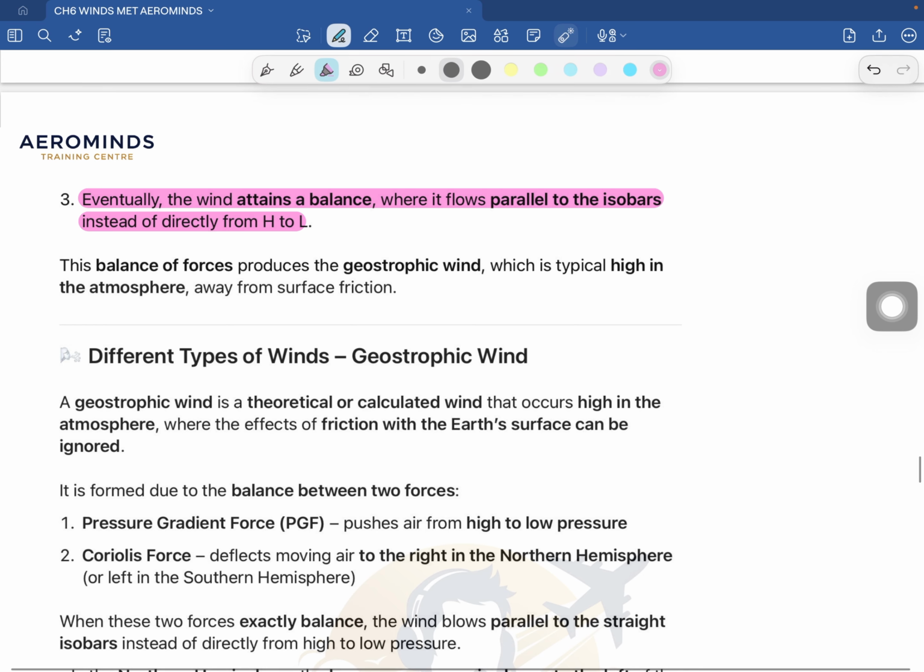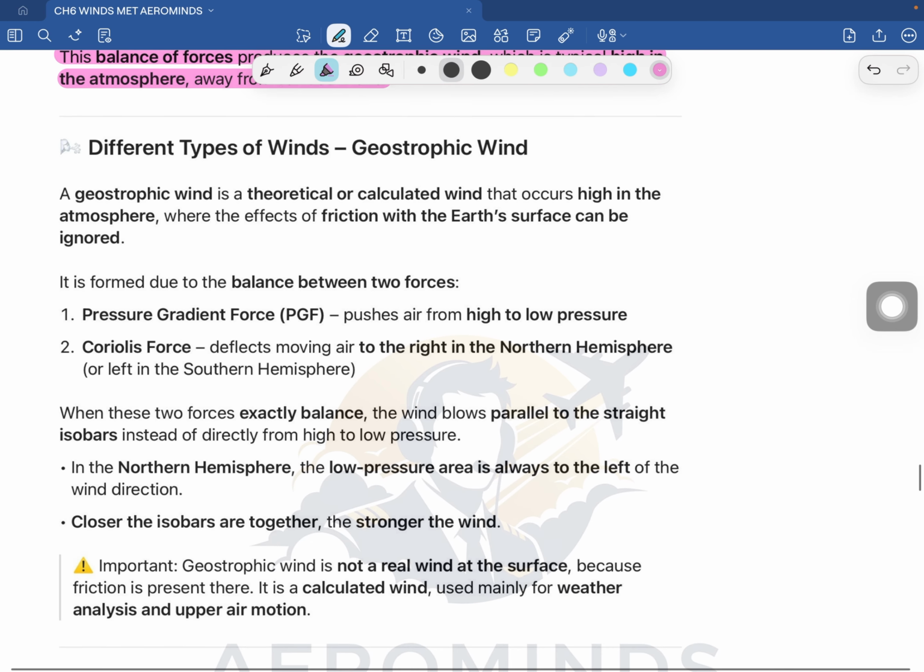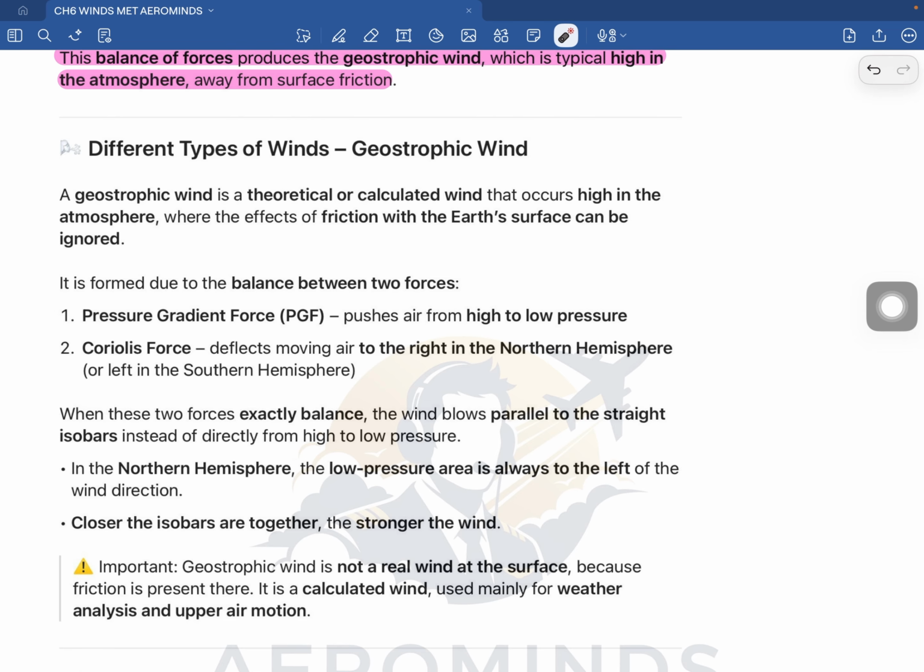Now, this balance of forces produces geostrophic wind, which is typically high in the atmosphere away from the surface friction. Got it? Now we'll see what geostrophic wind is. Geostrophic wind is found high up in the atmosphere, away from the earth's surface. This is because near the surface, the friction disturbs the wind and prevents the perfect balance. But higher up, where the friction is negligible, the balance is very well established. So you can remember that.